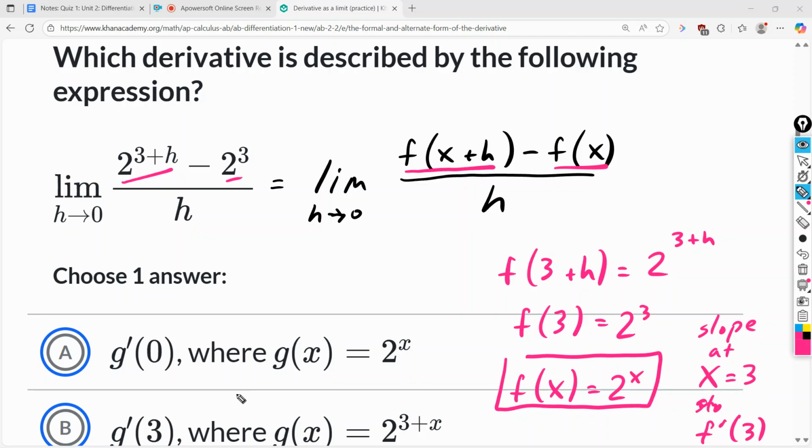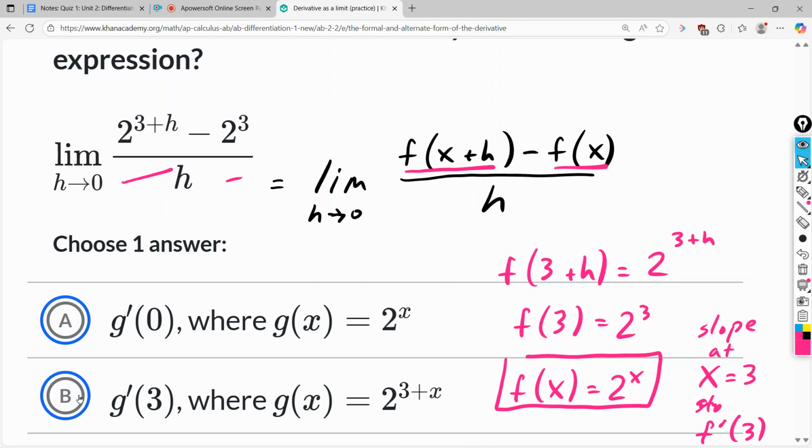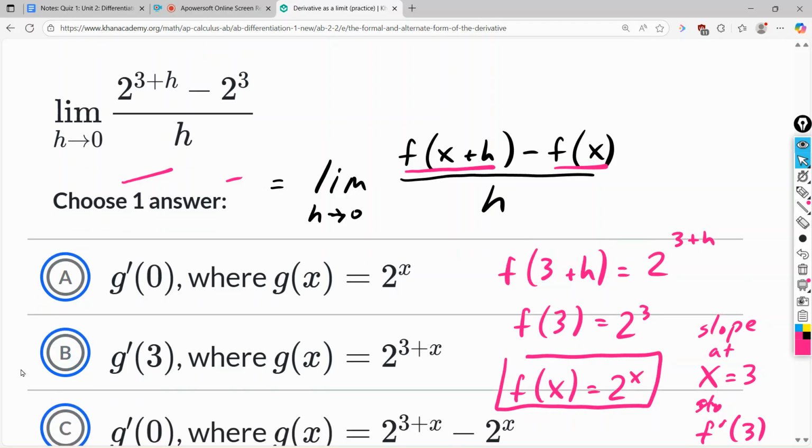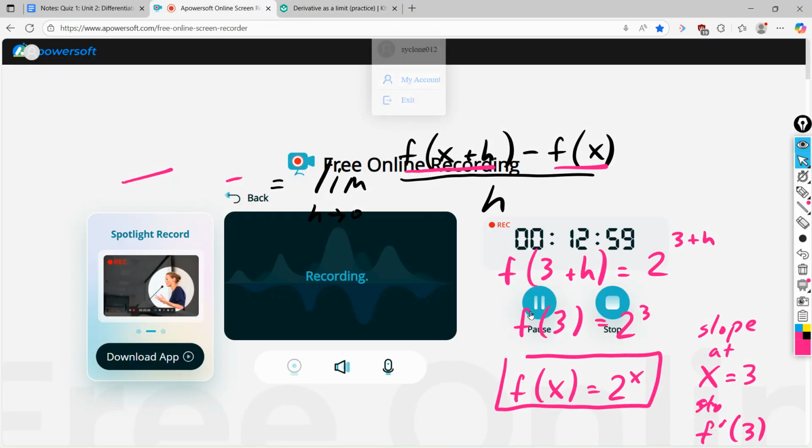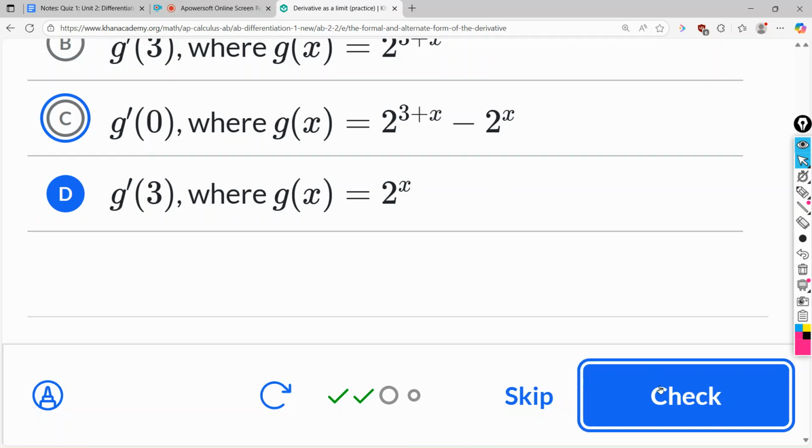Now, in their answers, they use g prime, but same thing. So if we scroll down, g prime of 0, no. g prime of 3, yes, but they got the main function wrong. g prime of 0, g prime of 3, where g of x equals 2 to the x. Okay, so that's it right there. Answer D.